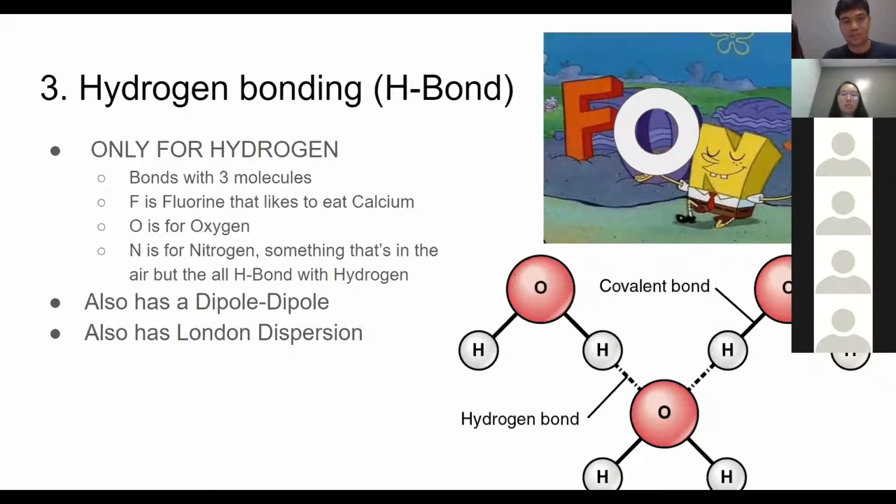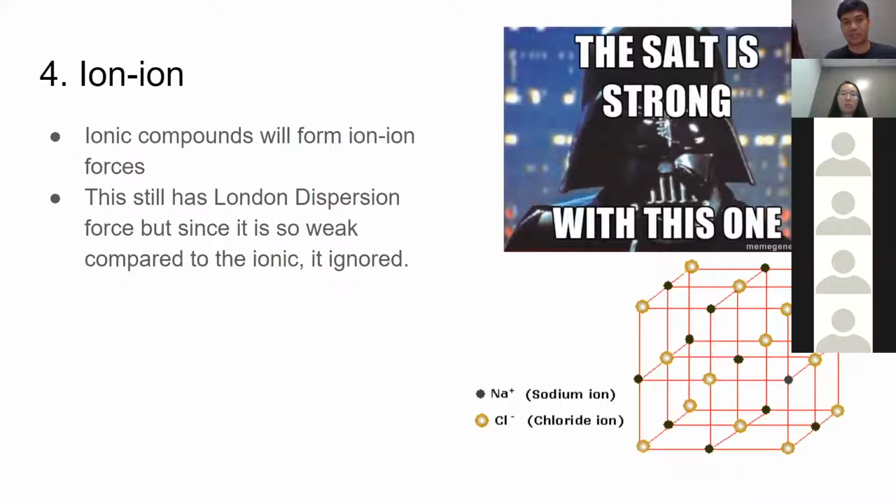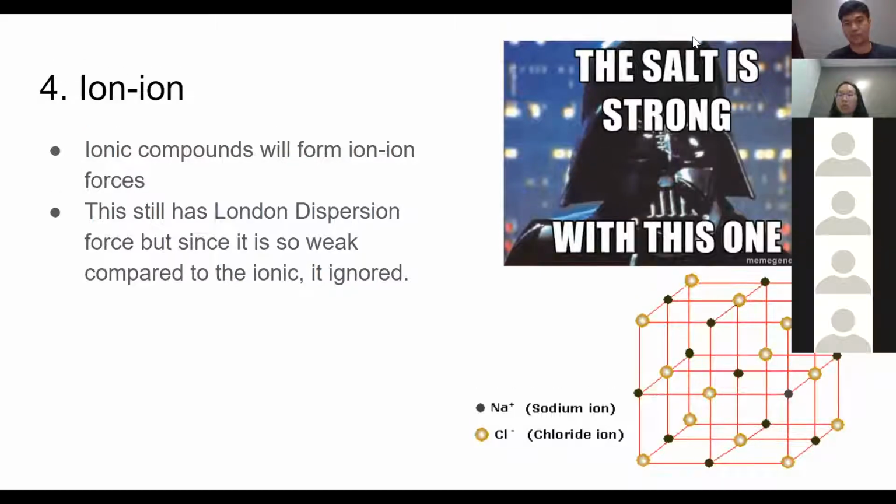Next, please. Thank you. And finally, the last one is ionic. So ion-ion. How this works is that ionic compounds form an ion-ion force, but they make it into a lattice structure, which is seen over here on the bottom right. This one on the bottom right is salt, which is the easiest to explain for ion-ion. It's positive, negative, and the interaction between those positive and negative ions is this force itself.